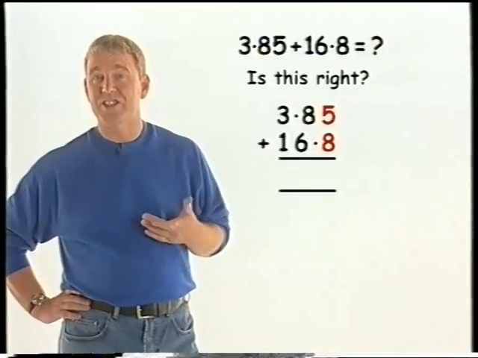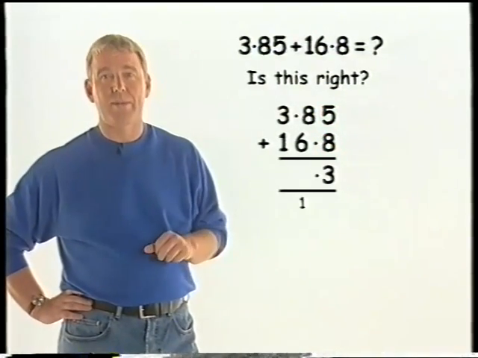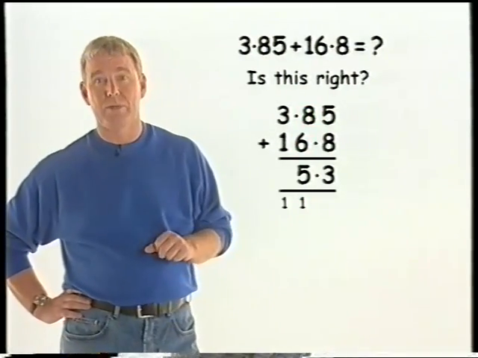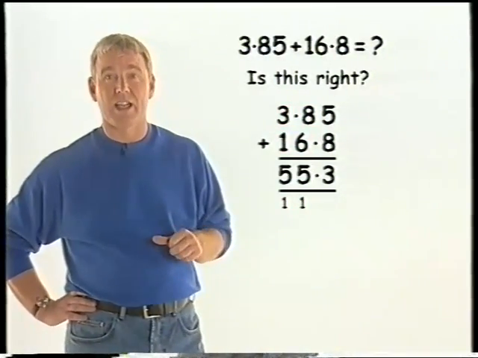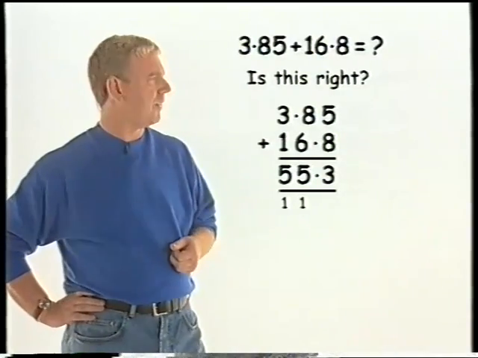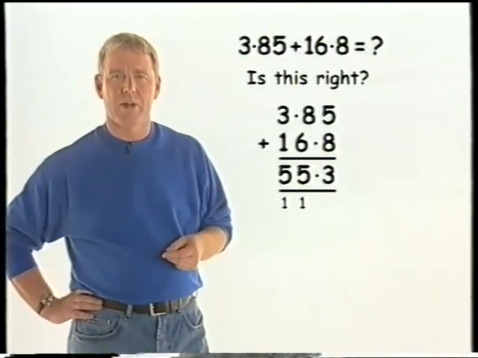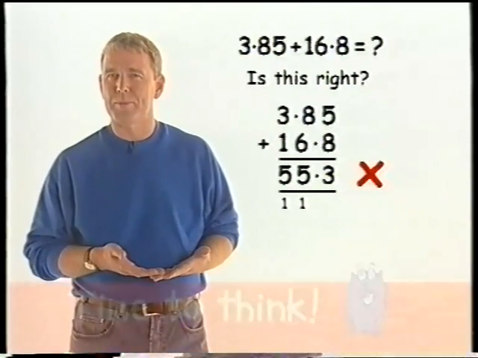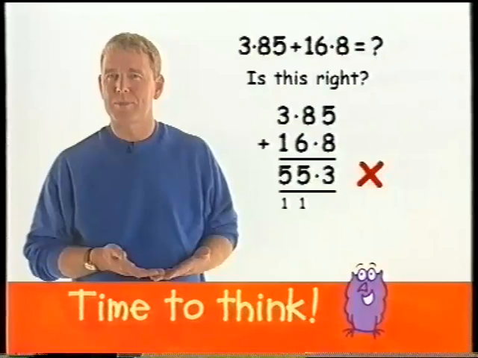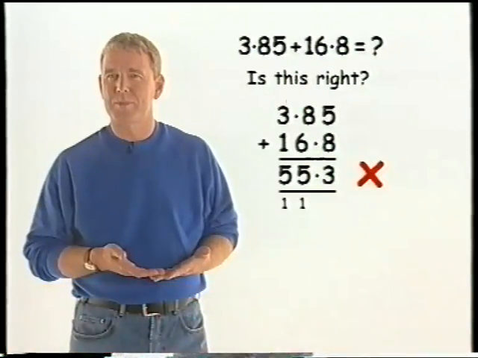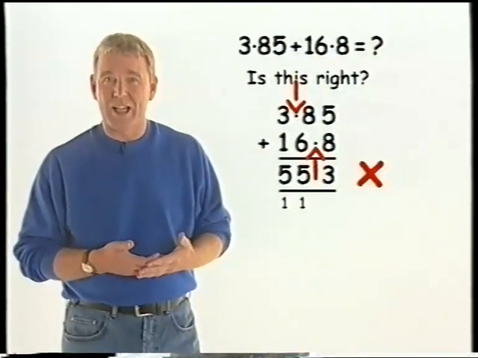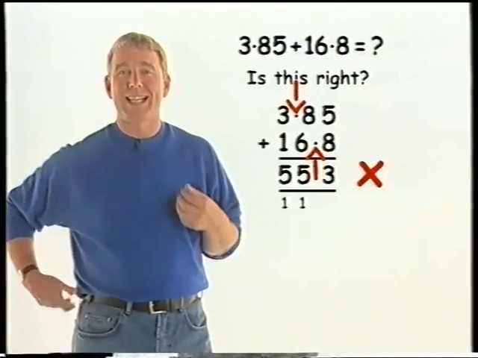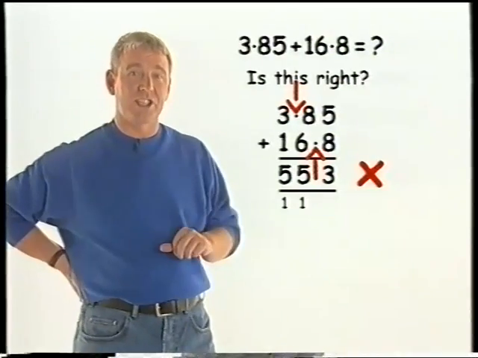8 and 5 is 13. Put down 3 and carry 1. 8, 6 and 1 is 15. Put down 5 and carry 1. 3, 1 and 1 is 5, so that's 55.3. That can't be right. My estimate was just less than 21. What's gone wrong? I didn't line up the decimal points properly, so my place values were all over the place. I was adding tenths to hundredths and tens to units.